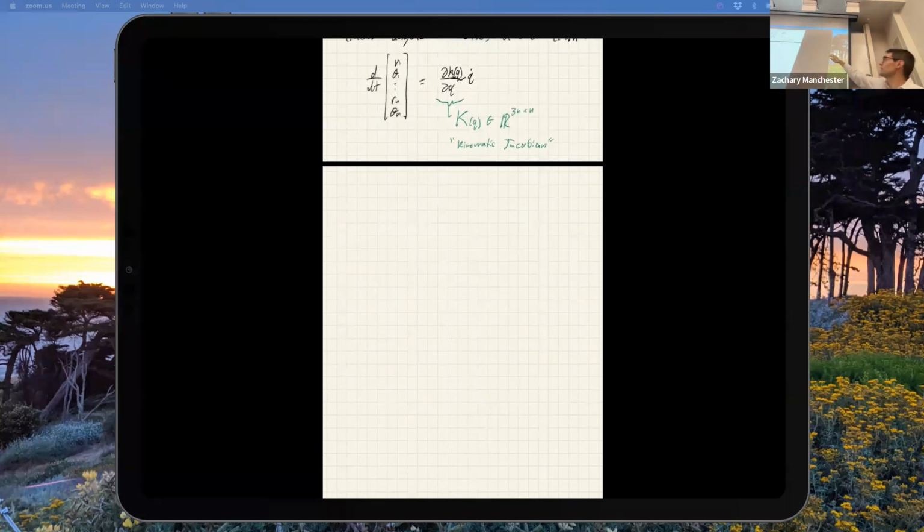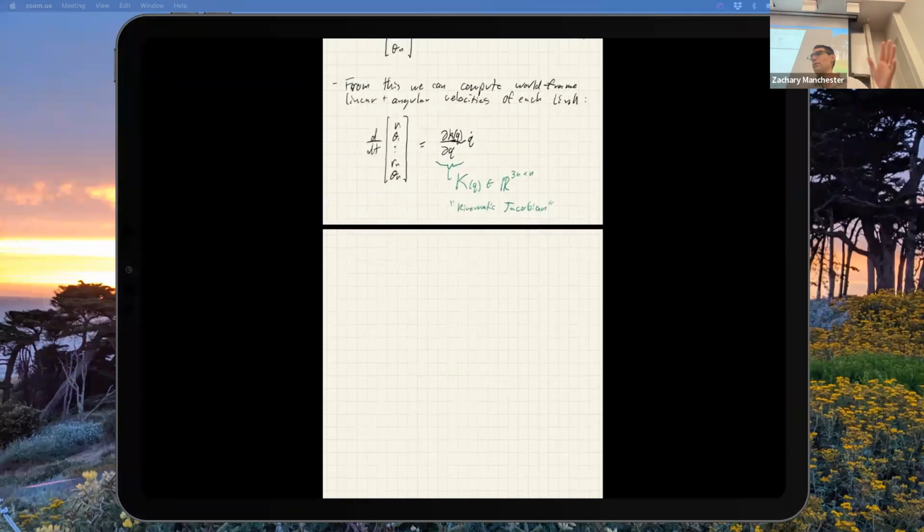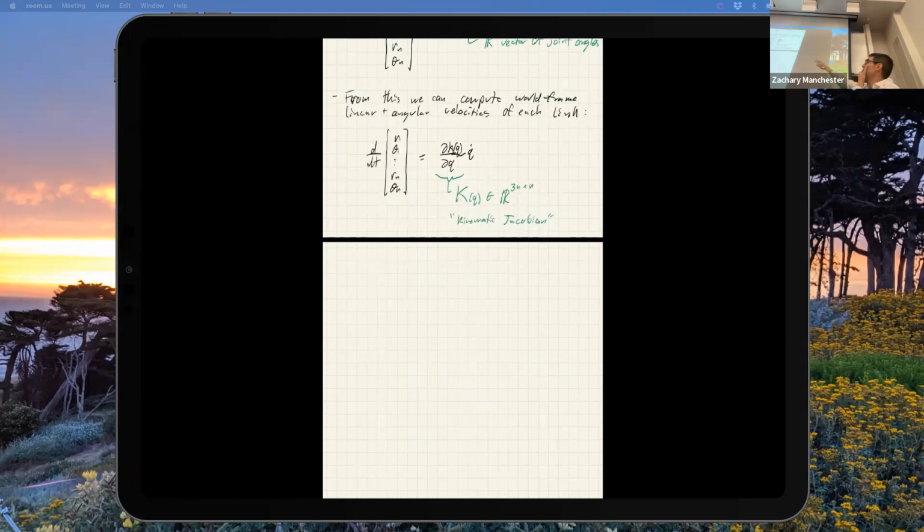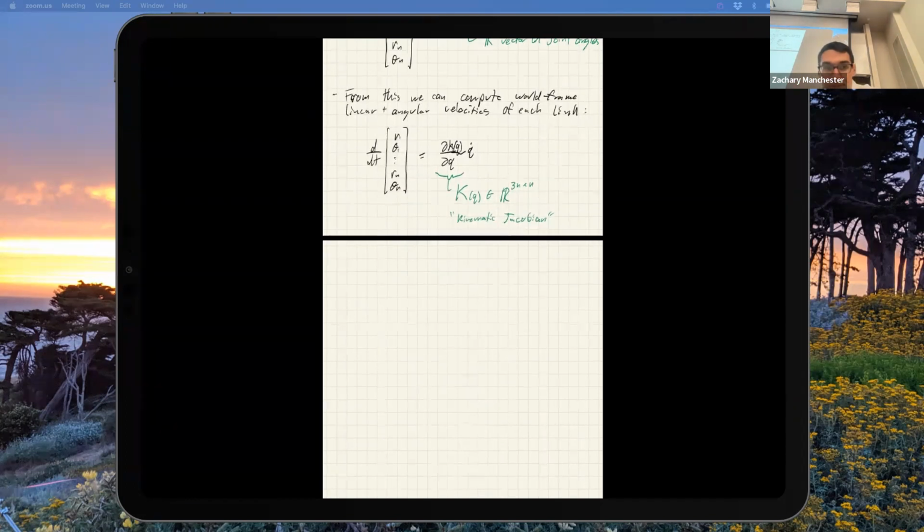Okay, so the primary reason we do this is that it gets me the inertial frame velocities, which is what I need to compute kinetic energy. So now we're going to look at how you compute kinetic energy.